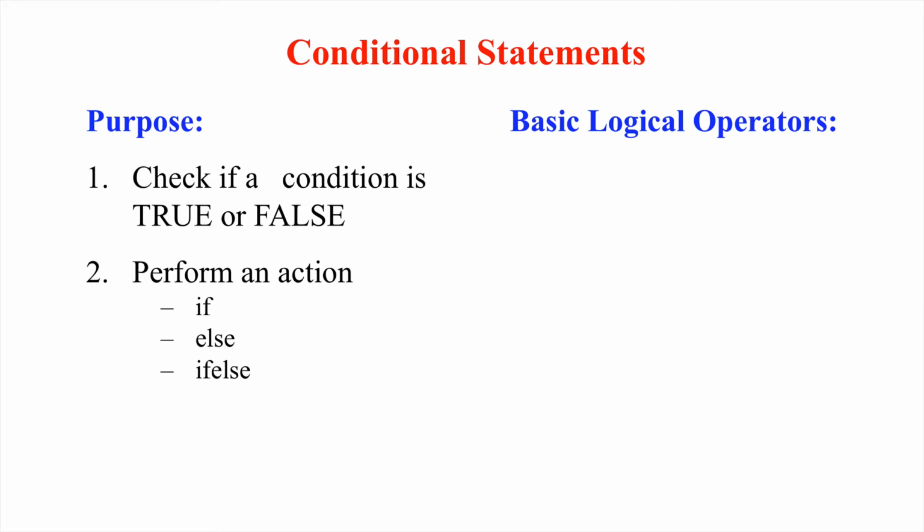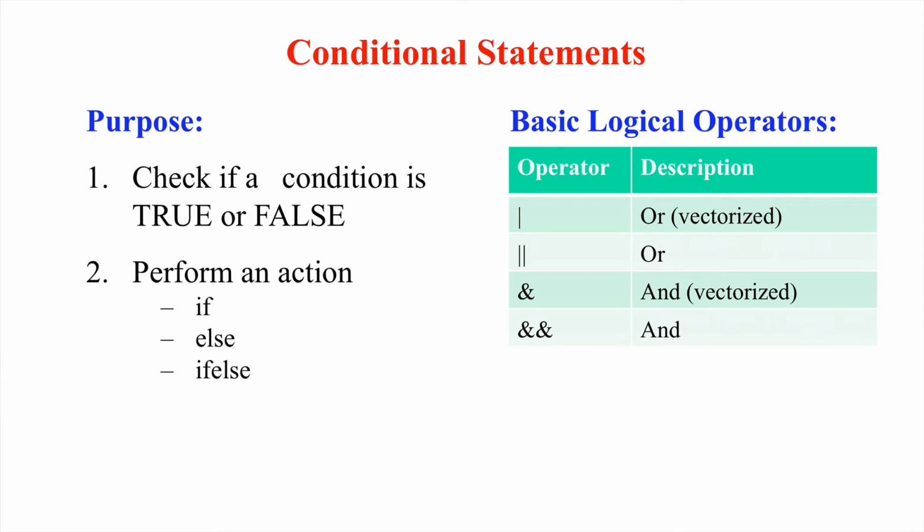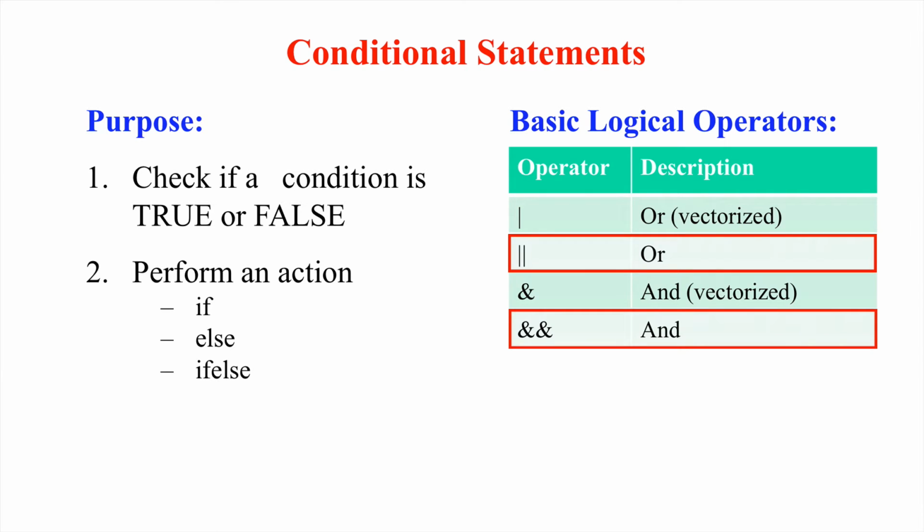Now, what conditions will we be checking? Well, most often, we would be checking if one term is less than or equal to, greater than or equal to, exactly equal to, or not equal to another term. If we have two or more conditions, we can specify or and and as well. Now, in both cases, specifying one symbol returns a vectorized answer, whereas specifying two symbols cannot return a vectorized answer. The condition is only applied to the first element of a given vector.